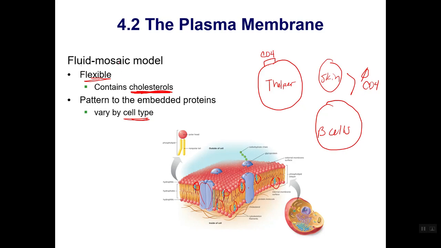Okay, so again, it's called a fluid mosaic model because it's flexible due to the cholesterols in it, and it's called a mosaic because it has a pattern of various types of proteins that are embedded into the plasma membrane that is based on cell type.